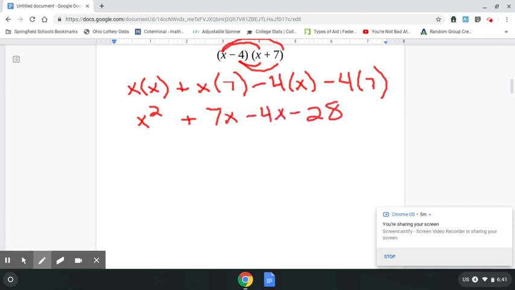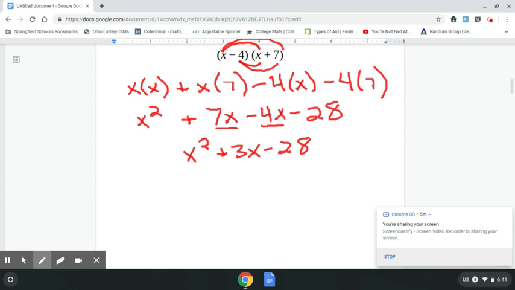The reason I wanted to show you this one is because that negative sign tends to trip people up. Treat 4 as negative 4. Don't look at it as x minus 4. Look at it as x and negative 4 with it. Okay, so now we just clean these things up. X squared does not have a like term. 7x minus 4x gets me 3x. And then negative 28 does not have a like term. So my final answer, x squared plus 3x minus 28.